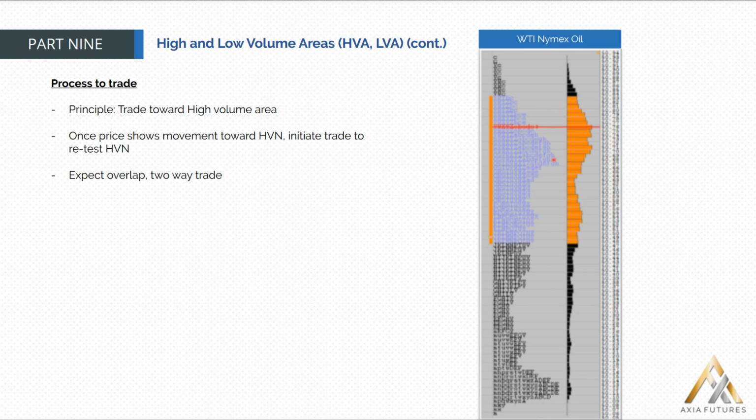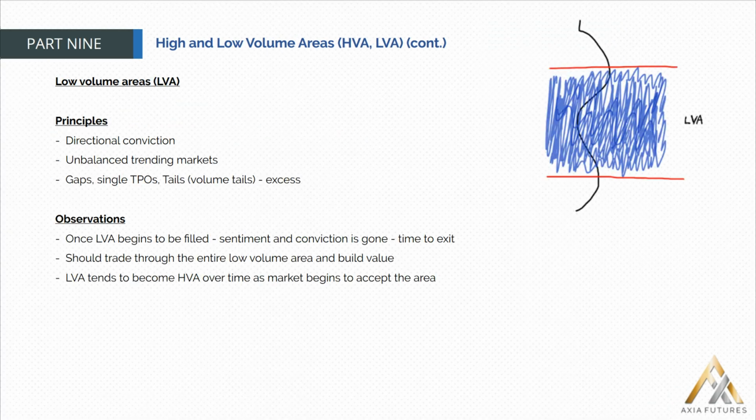Let's now look at the low volume area. Remember, this is the area where little trade is being facilitated, whether that's through volume or over time. Now, the principles of low volume area, and we dealt with this quite extensively in Module 2, are that they show us directional conviction. Remember, we spoke about control identifiers in Module 2. So the low volume area shows us a little bit of directional conviction.